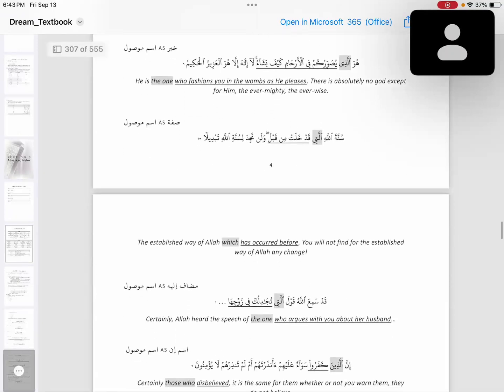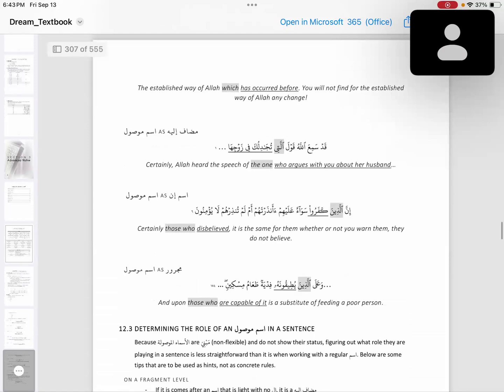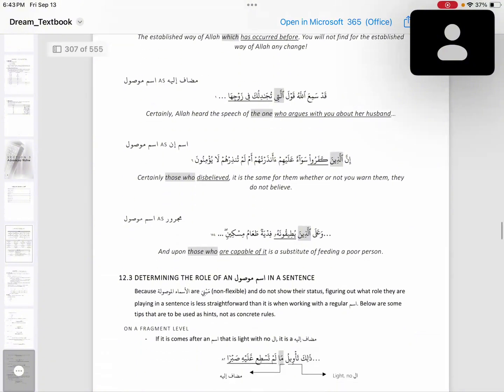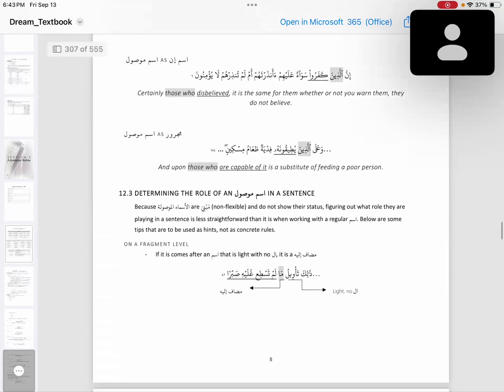As a sifa, sunnatullahi allati. So, the established way of Allah, which, allati here is sifa. Qawl allati, speech of the one. So, the one is mudaf ilayh. Ismu inna, inna allazina. This is very commonly used in the Quran. Wa ala allazina. This is also a common fragment. So, allazina is jar, majroor.